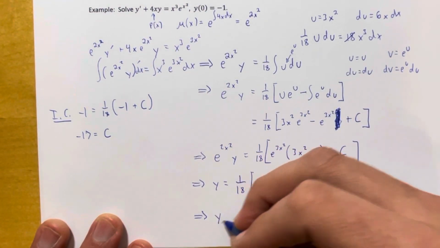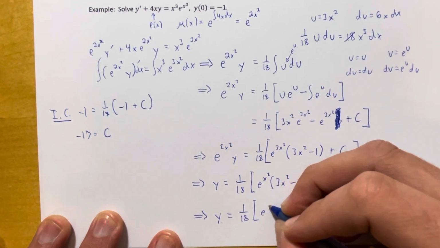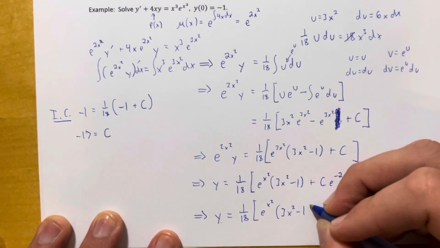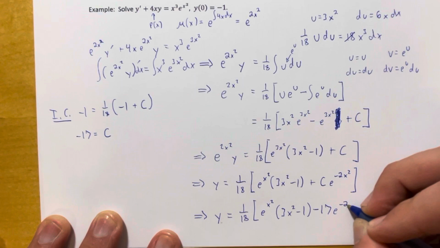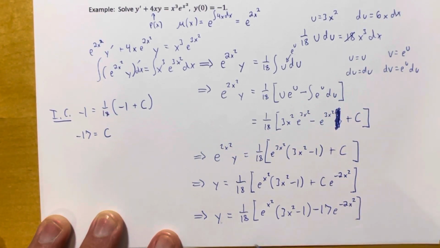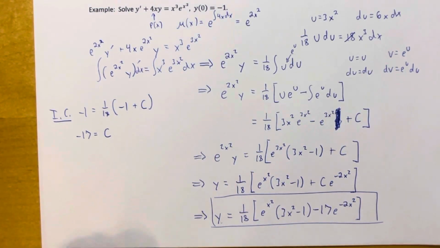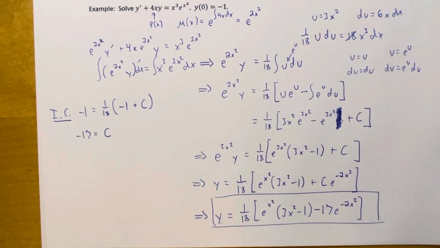Finally, I can write my answer. y is equal to 1 over 18 times e to the x squared times 3x squared minus 1, plus c, that becomes minus 17 e to the negative 2x squared. This guy right here is my final answer. Okay, so we are almost done. I'm going to end this video here, but in the next one we'll do an application problem with this method for solving linear first order DEs.